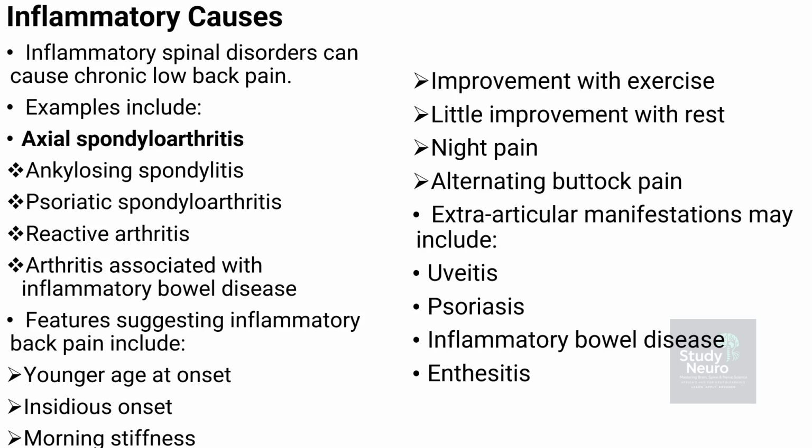This pattern is important. Other body systems may provide useful clues. Patients can have inflammation affecting the eyes, skin, or bowel, while enthesitis, which is inflammation where tendons or ligaments attach to bone, may also be present.